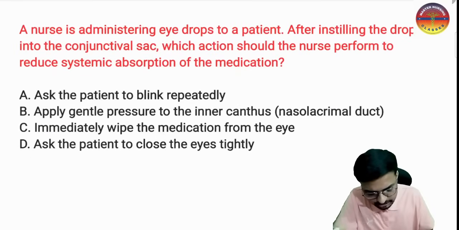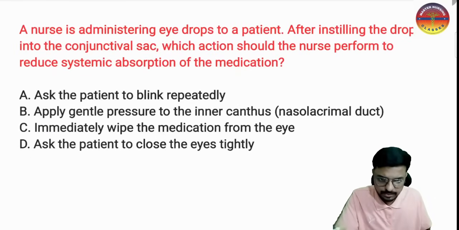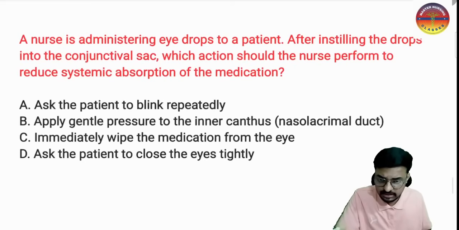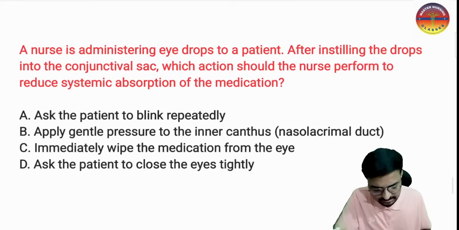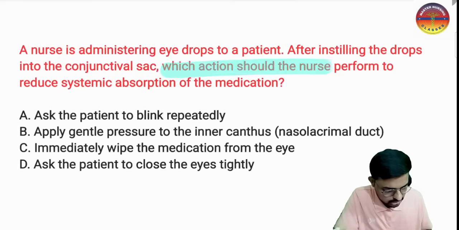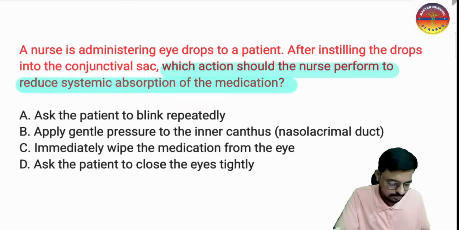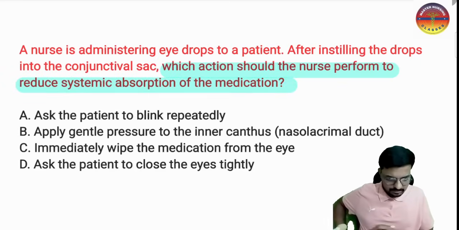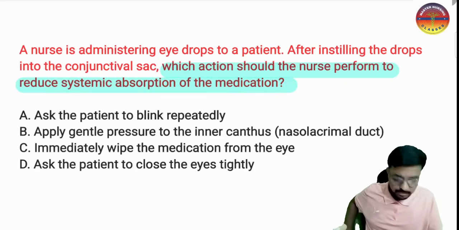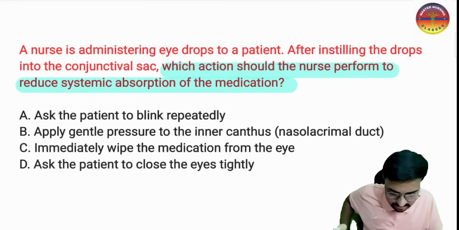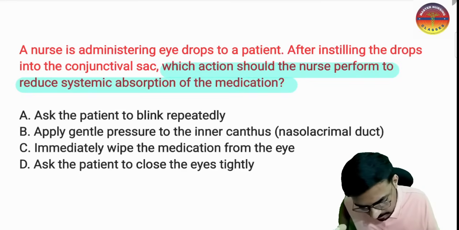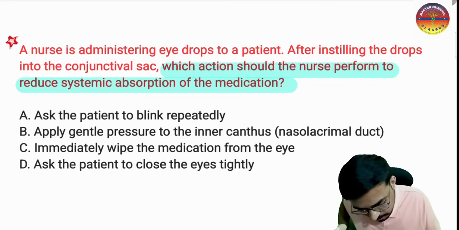So here we have the next question. A nurse is administering eye drops to a patient. After instilling the drops into the conjunctival sac, which action should the nurse perform to reduce the systemic absorption of the medication? This is your assignment question. Every one of you, please choose the correct answer and put it in your app chat box and in the comment box of this particular class.